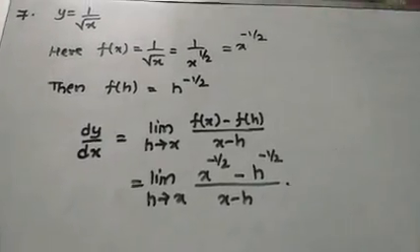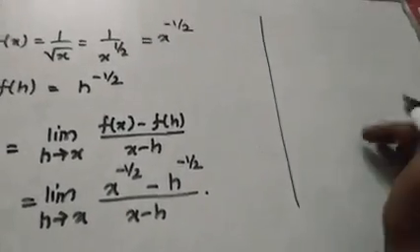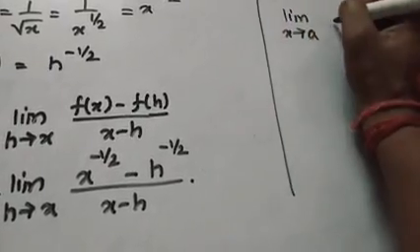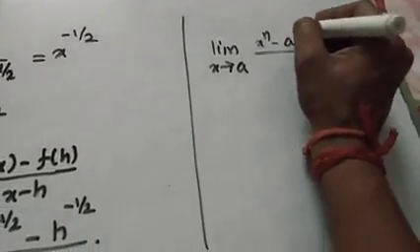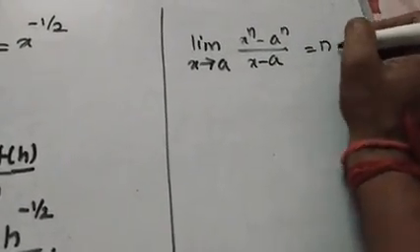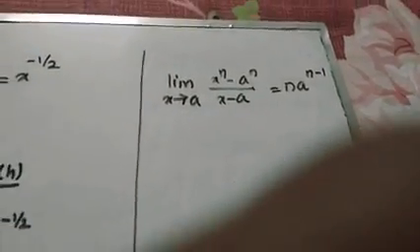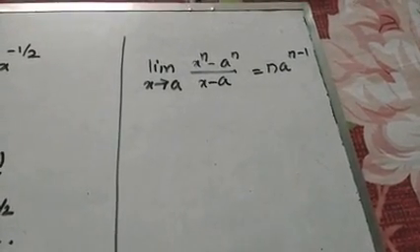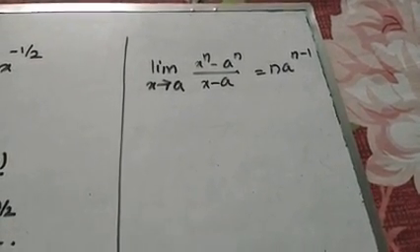Now here we are going to use a special limit formula. If you remember, in the class we have discussed about the special limit formula. The formula is: limit x tends to a, x to the power n minus a to the power n by x minus a, is equals to n a to the power n minus 1. See this formula.